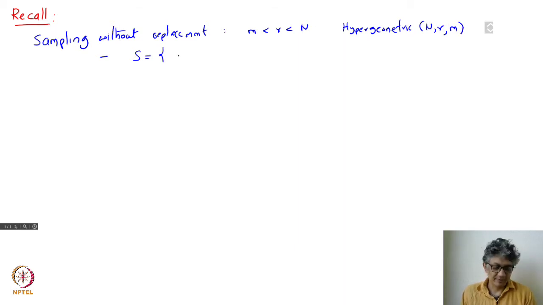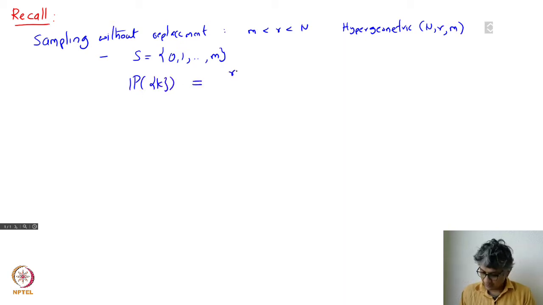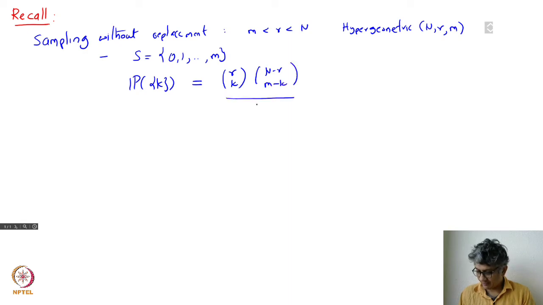That is, k is from 0, 1 up to m. You could choose up to m people of characteristic R. And the chance of choosing k people of characteristic R is going to be equal to R choose k, N minus R choose m minus k, and the whole thing divided by the number of ways you could choose m people from capital N, with N choose m. That's where we were at last time.